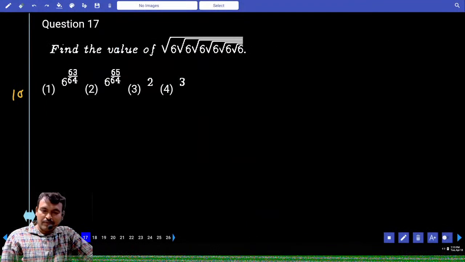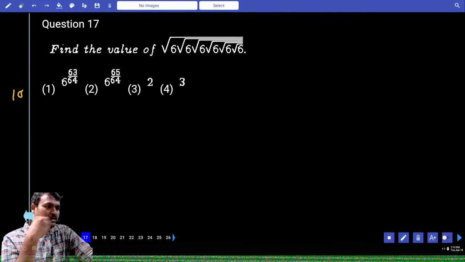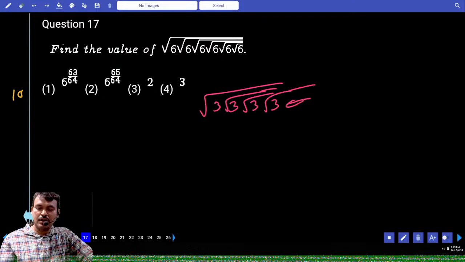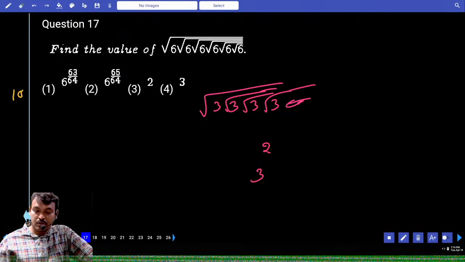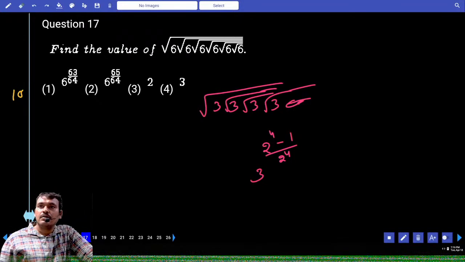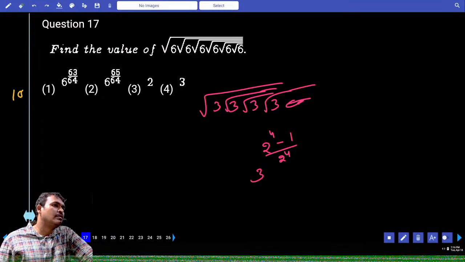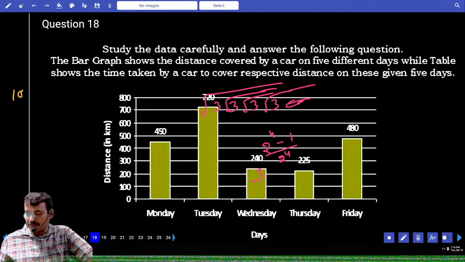It is only applicable for n times, any number given. Square root of 3, 3, 3, 3, and so on. Only 4 times are given. Then we write 3 power 2 power 4 minus 1 by 2 power 4. 2 power 4 means 16, minus 1 means 15. 15 by 16. Next, question number 18.